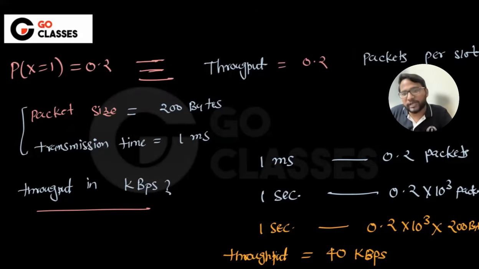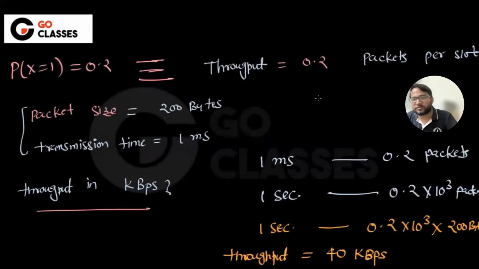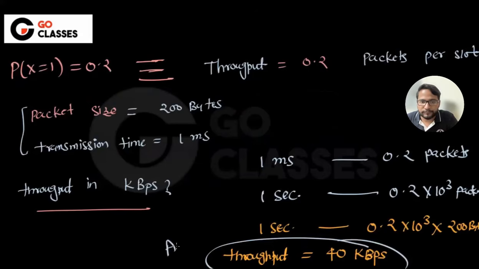So if they give you this, it could be a very easy question. They will just give something like this, and then ask for the throughput in kbps. If you do not have a good understanding, you will not be able to solve this question. Otherwise, it is very straightforward. The probability of sending exactly one frame is the same as the throughput, which is in packets per slot. And then they're asking for the throughput in kbps. So this is your answer.